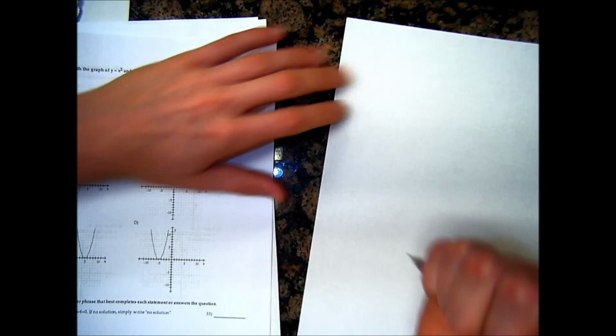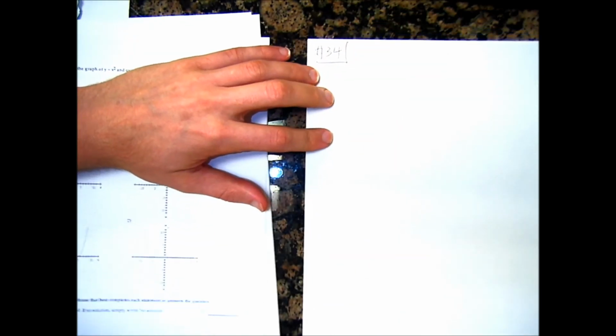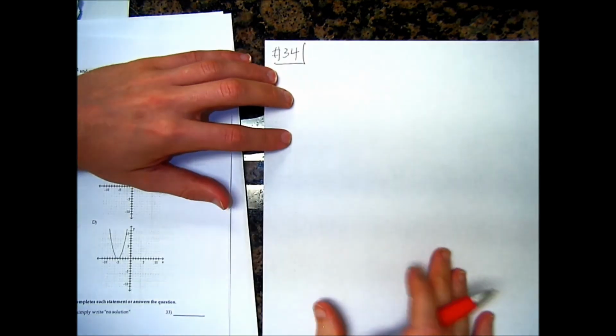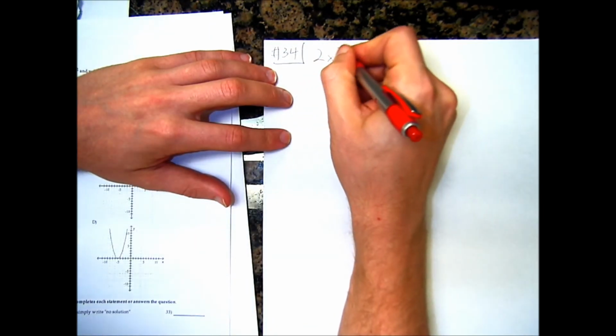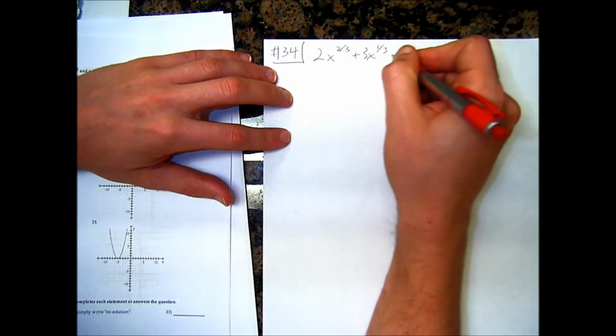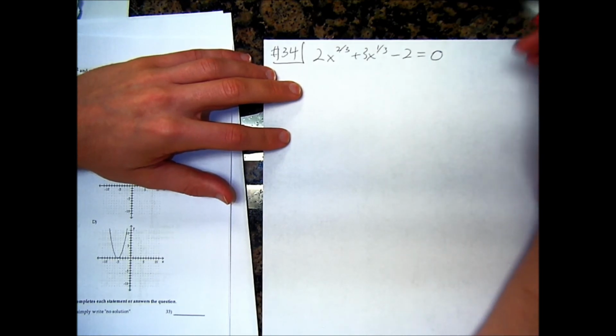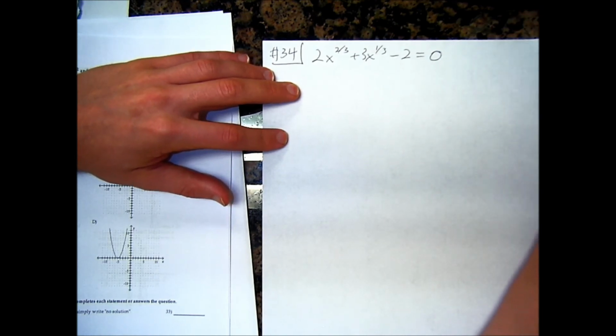Okay. Yeah, this is the substitution stuff. So number 34 in the review packet. It says find all solutions to 2x to the 2/3 plus 3x to the 1/3 minus 2 equals 0. All right. Well, the trick here is that this is an equation of quadratic type.